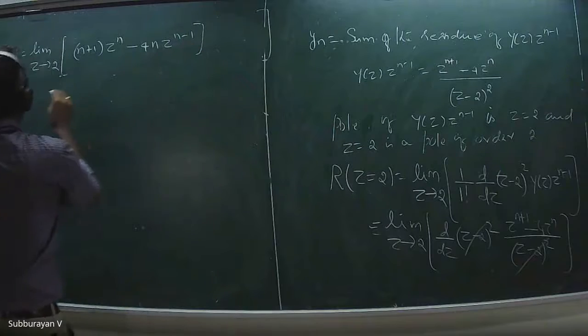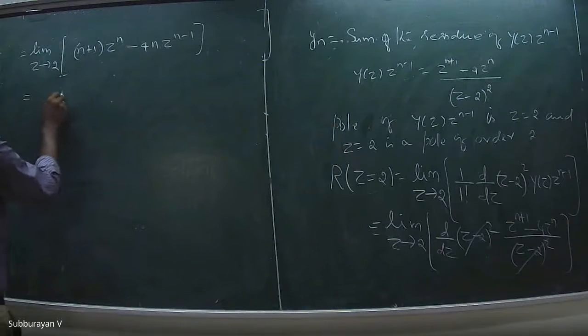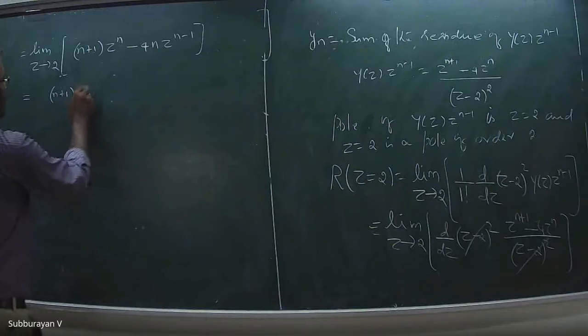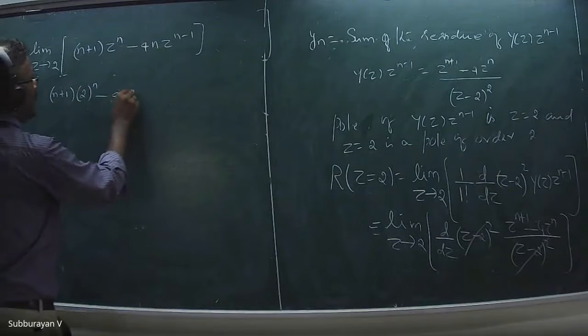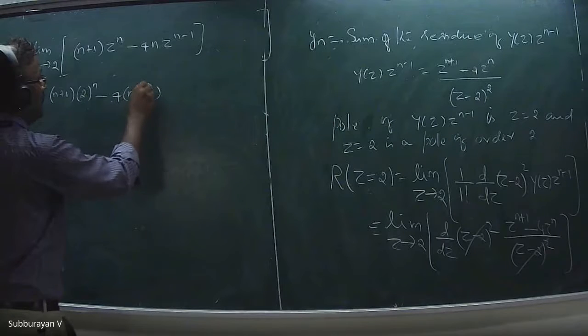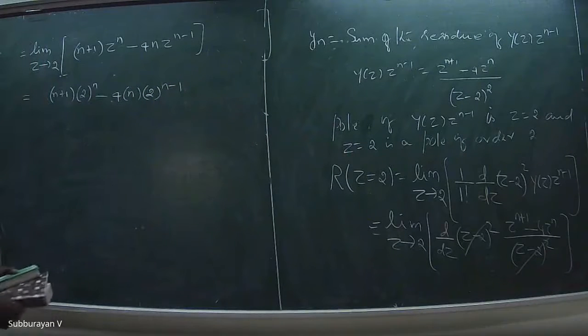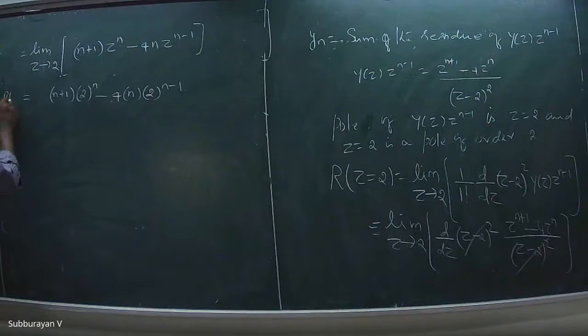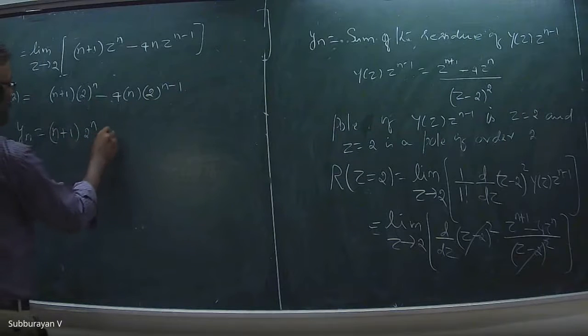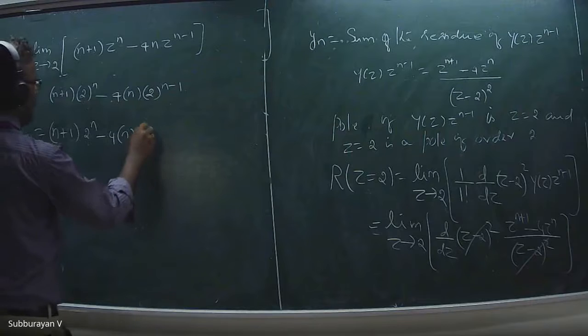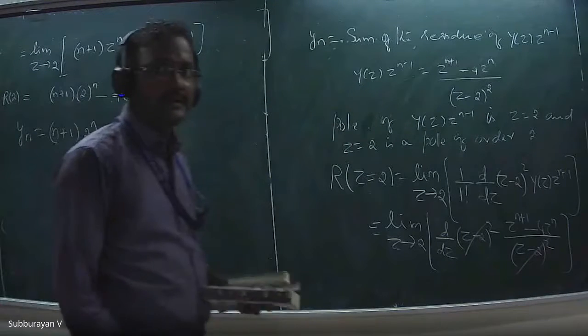Am I right? Yes sir. Now apply the limit. Therefore, n plus 1 into 2 power n minus 4n into 2 power n minus 1. This is the residue at z equal to 2. Therefore, our yn is n plus 1 into 2 power n minus 4n into 2 to the power n minus 1. So this is the required sequence.